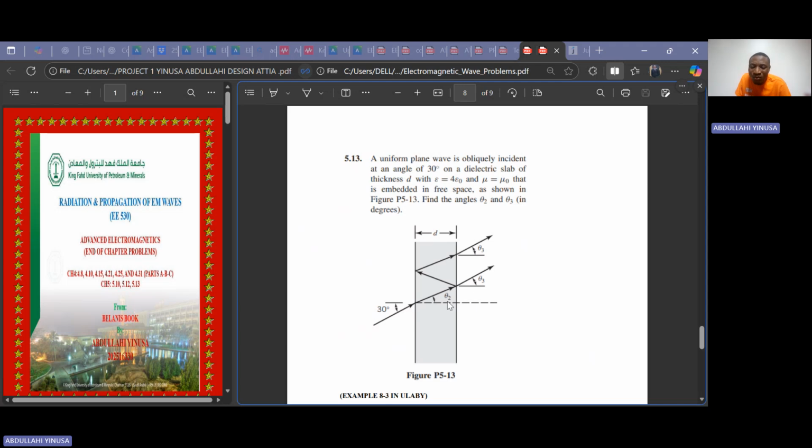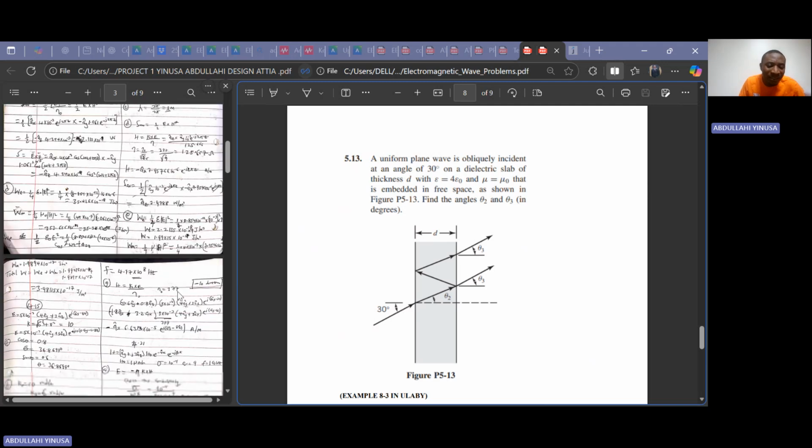And what is N2? N2 is just going to be the square root of 4, which is 2. So from there, you can make theta 3 the subject of the formula. When you make theta 3 the subject of the relation, you're going to arrive at the final answer in degrees, as simple and straightforward as that. Let me show you how I arrive at it.